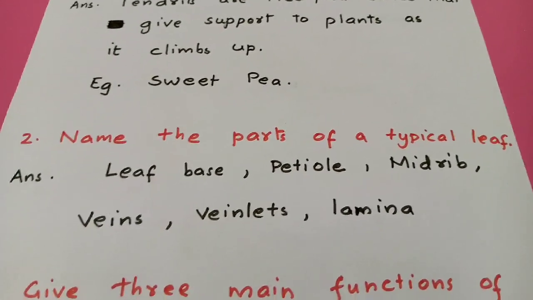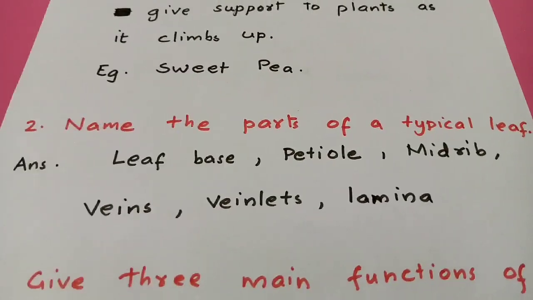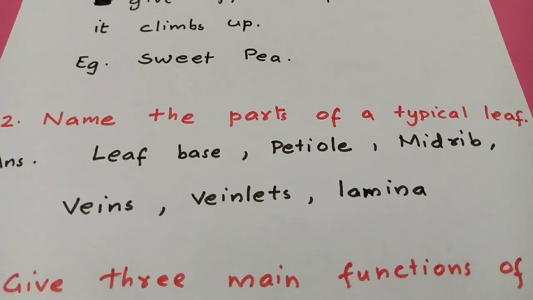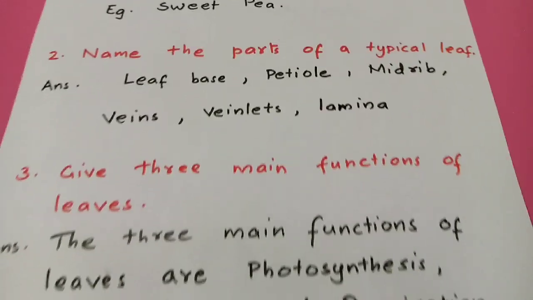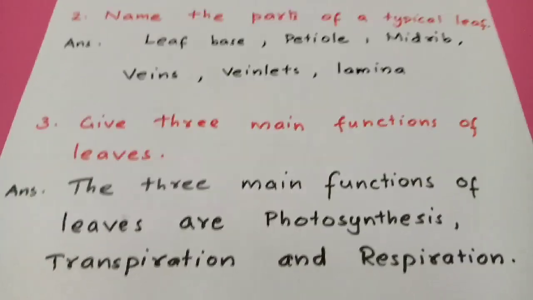Second question, name the parts of a typical leaf. So from the bottom onwards we'll start. The first, leaf base, petiole, midrib, veins, veinlets, and lamina. These are the main parts of a leaf.